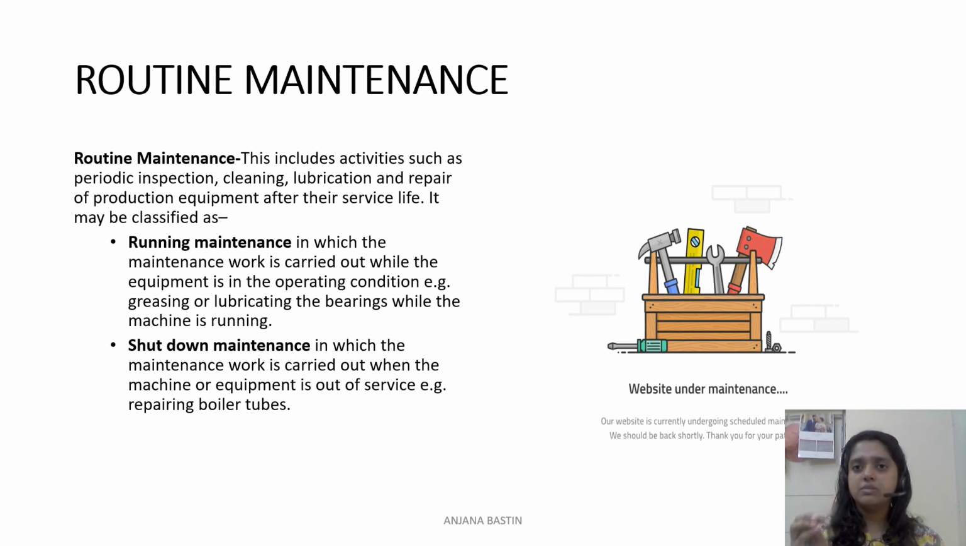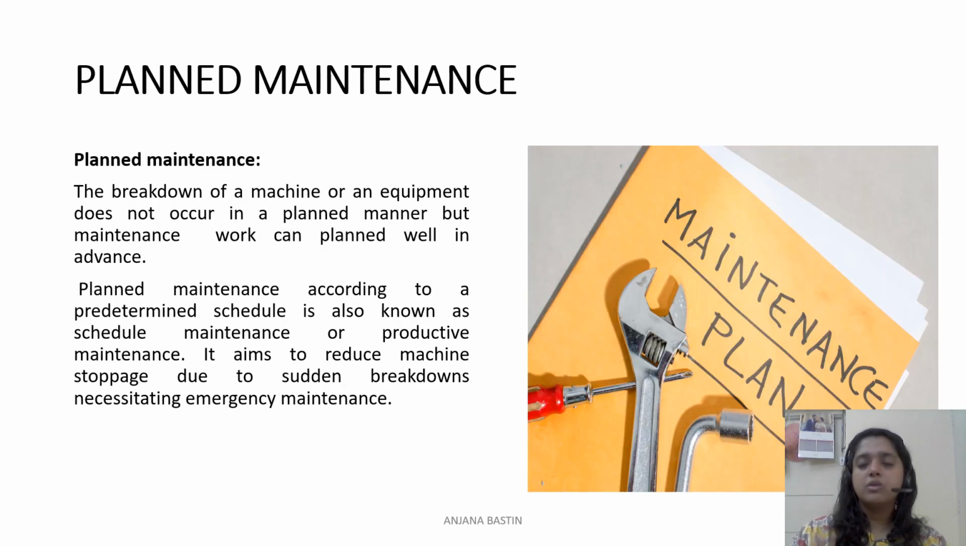So routine maintenance is repeated checking, repeated inspection. You don't stop at it. It's more of a schedule, like a planned maintenance sort of thing. But this can be done in running maintenance, that is when the machine is operating, and shutdown maintenance when you have to close down the machine to do the work. Now, what is plant maintenance? Very similar to your routine maintenance.